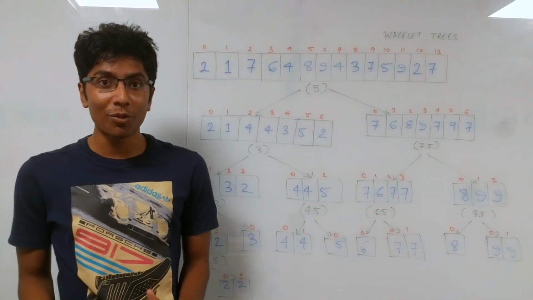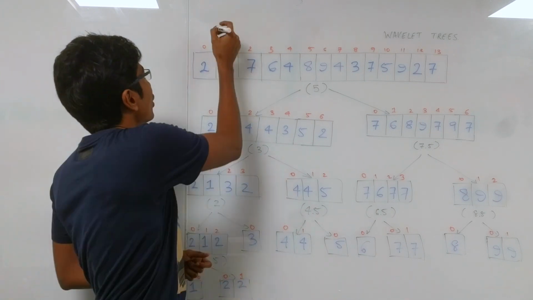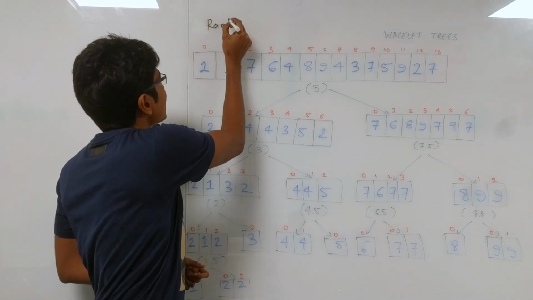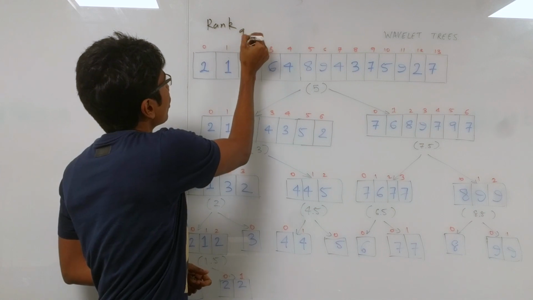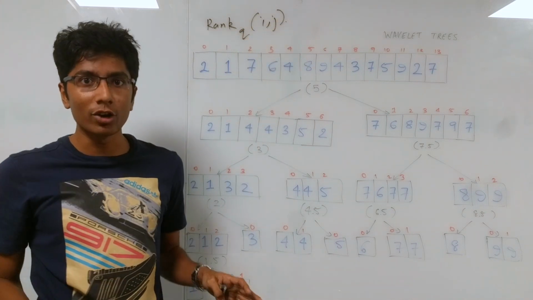Now there are some very interesting operations that Wavelet trees can do. There's something called rank. Rank is basically finding out the frequency of an element q in the range i to j. Wavelet trees are really good at this.